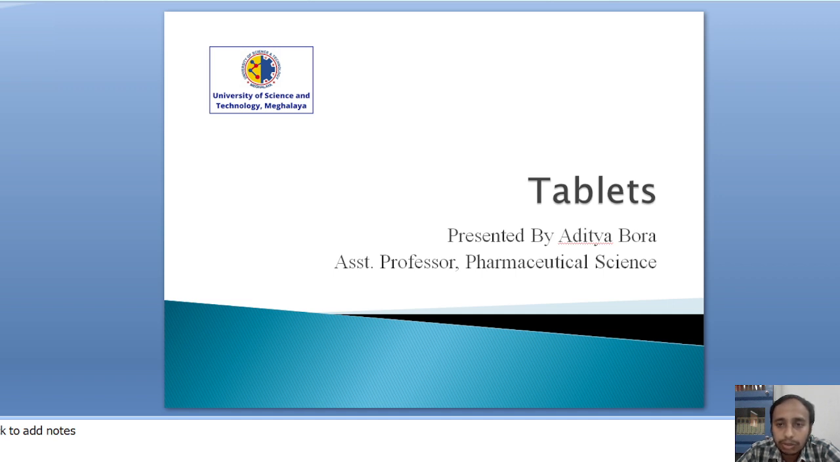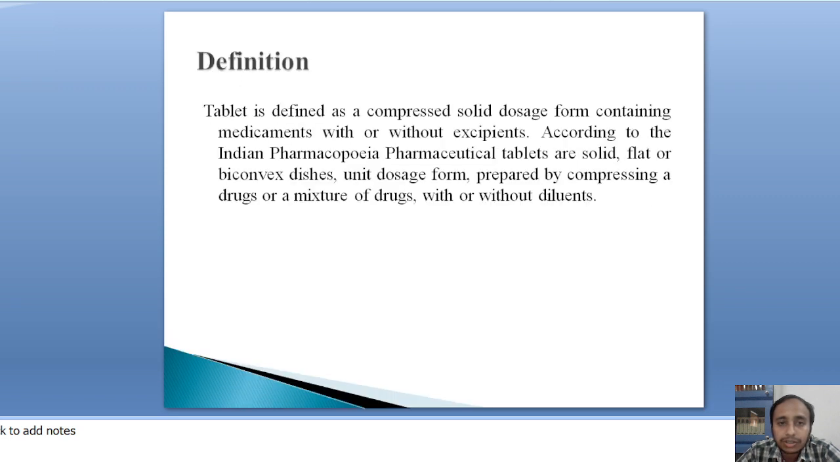So here I am going to discuss tablets. We will discuss advantages, disadvantages, manufacturing components of the tablets, how we can prepare the tablets, and different types of defects during manufacturing. Then, if time allows, I will discuss the quality control of the tablets. So let's begin with the definitions.